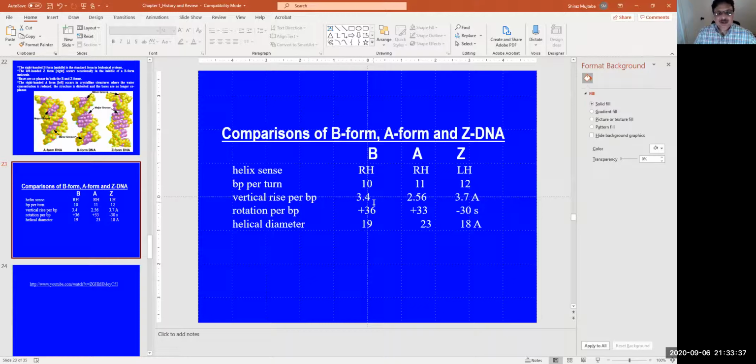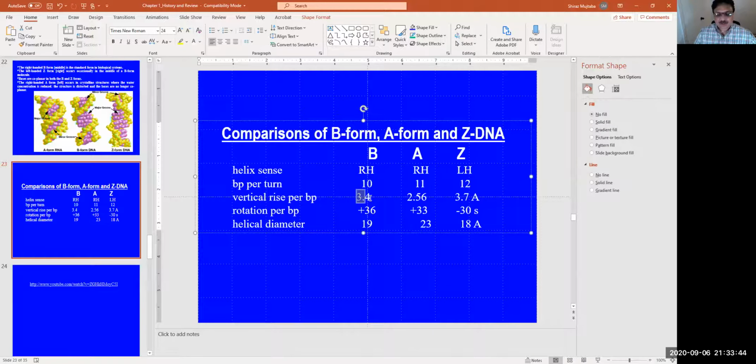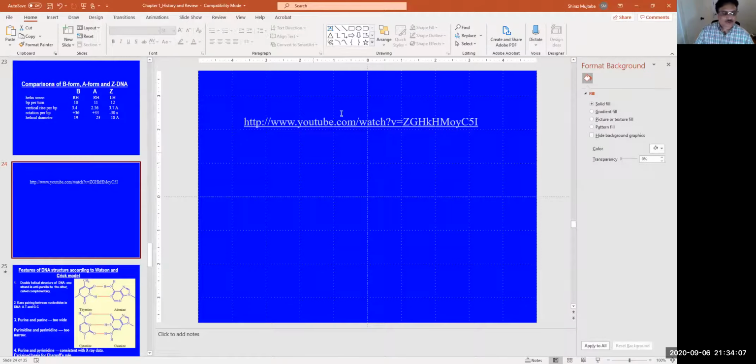And then there's the vertical rise. I will explain later how this vertical rise takes place. In B DNA it's 3.4, in A DNA 2.56, and 3.7 in Z DNA. Helical diameter, right? The helical diameter of B DNA is 90 nanometers, and of A and Z DNA is 23 and 18. So you must watch this YouTube video to look at the various biophysical characteristics of DNA.